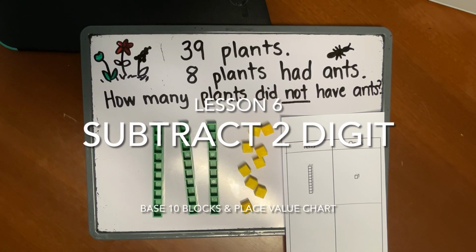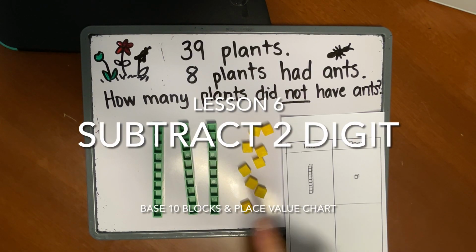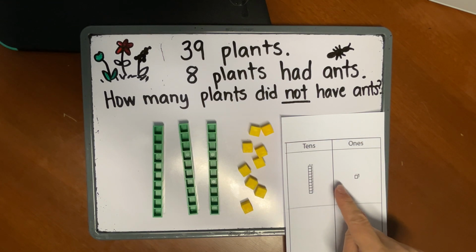The tools for today's problem are base 10 blocks and a place value chart. Go ahead and get those tools now.